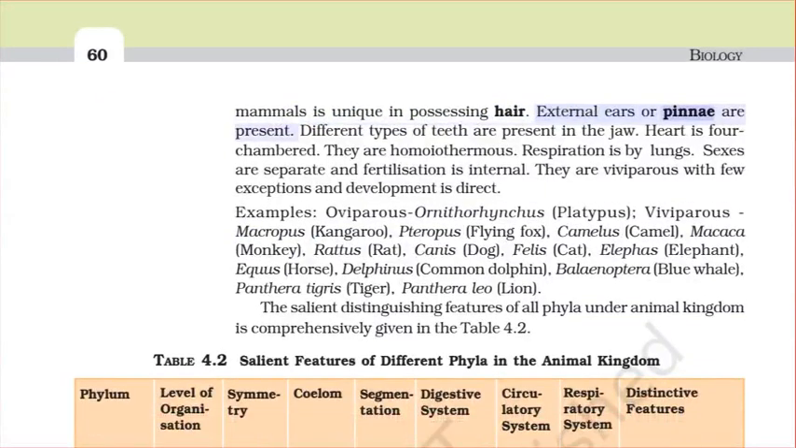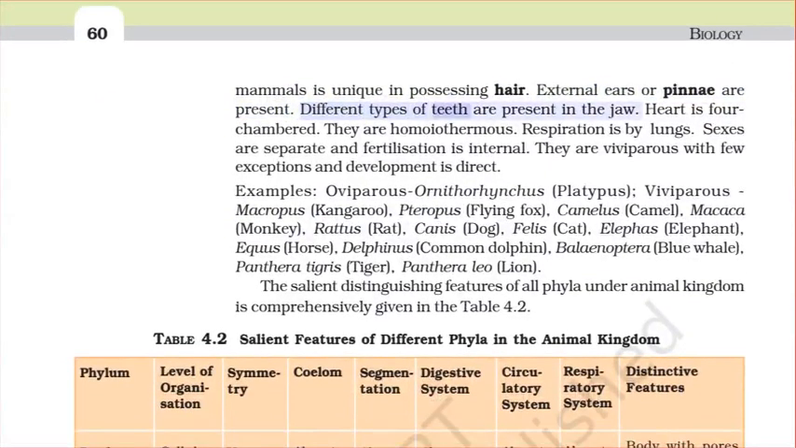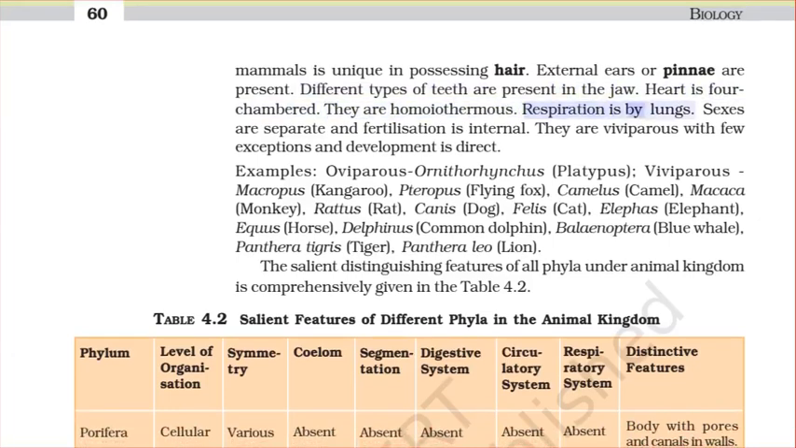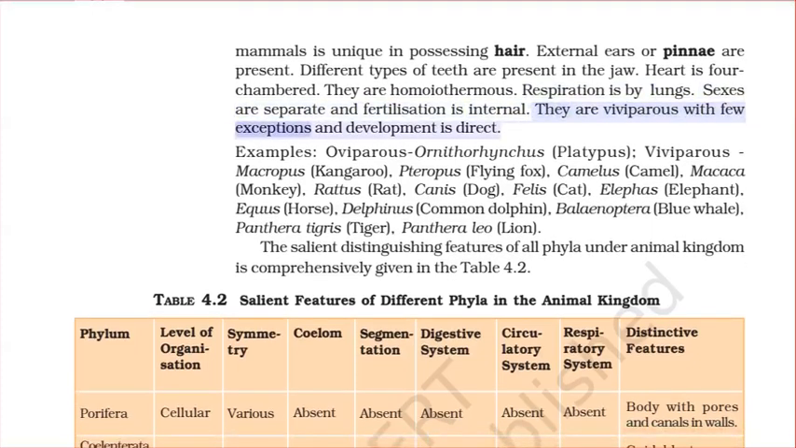External ears or pinnae are present. Different types of teeth are present in the jaw. The heart is four-chambered. They are homoeothermous. Respiration is by lungs. Sexes are separate and fertilization is internal. They are viviparous with few exceptions, and development is direct.